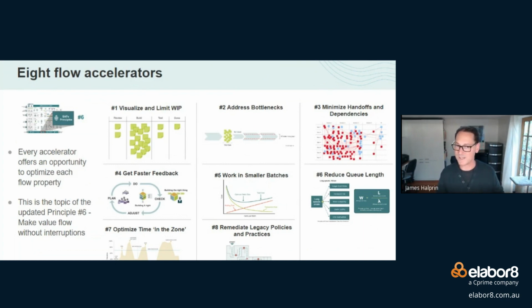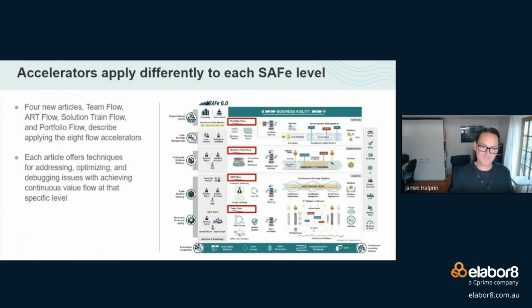For example, addressing bottlenecks, minimizing handoffs and dependencies, optimizing time in the zone. So in other words, minimizing interruptions so we can allow our people and our teams just to focus and get work done. So these are some really powerful ideas that are very practical things that we can implement.